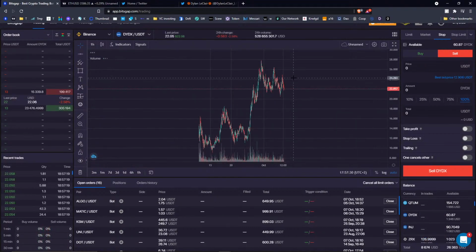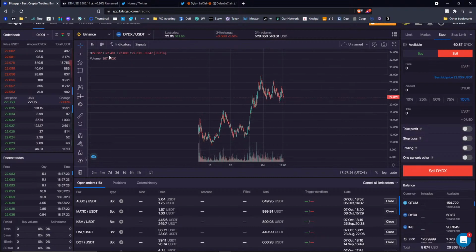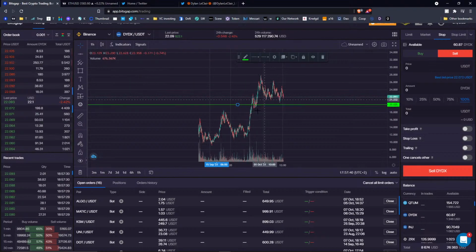DYDX the same way. You see, it's a new coin, but I would say if it breaks this $20 support line, then most likely it's gonna fall down to $17. So this is where you can get out of the market at around 19 or something.